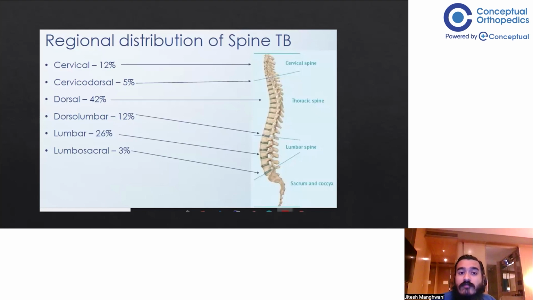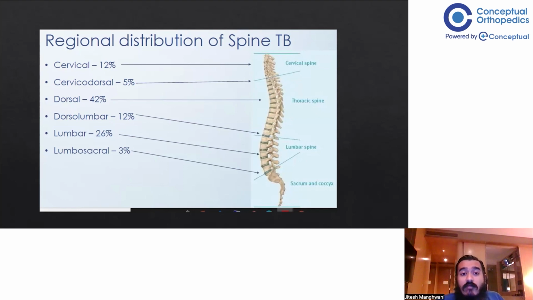Regional distribution of TB spine. So which are the areas that are most prone to the development of tuberculosis of the spine? The most common area is the dorsal spine. 42% of the cases have involvement of the dorsal spine, followed by the lumbar spine. 26% of the cases have infection in the lumbar spine.